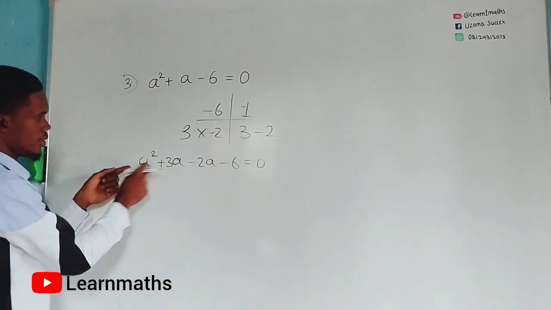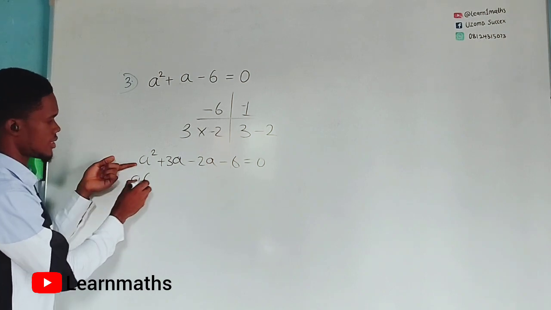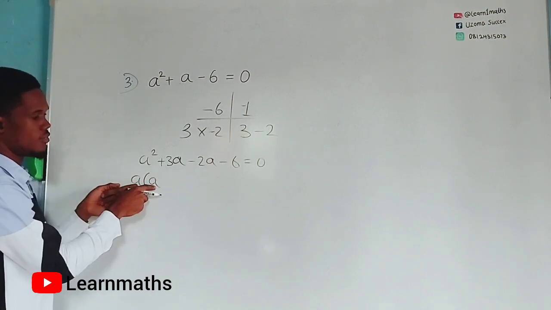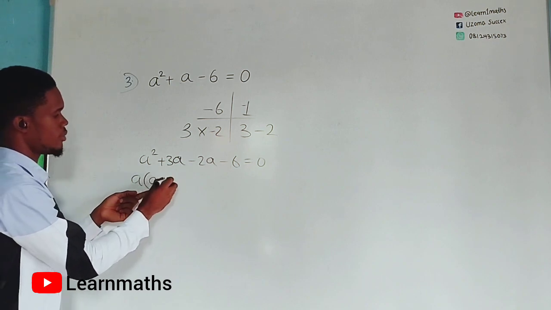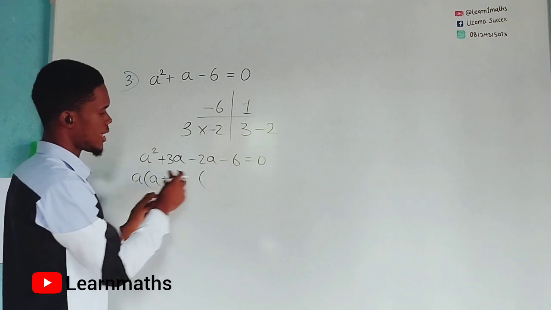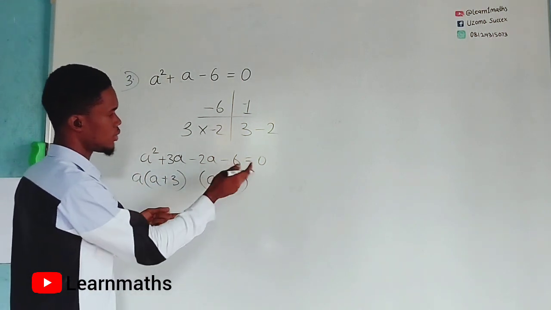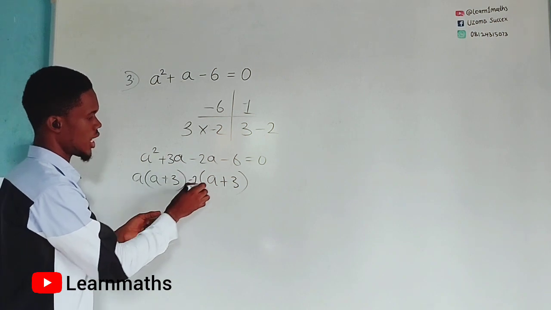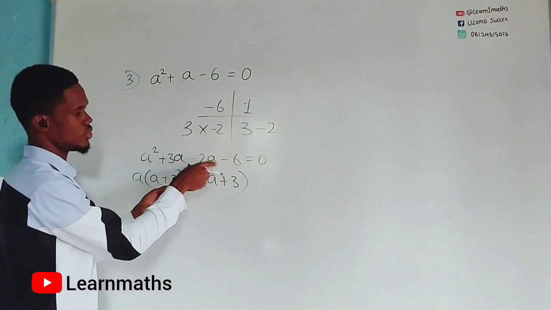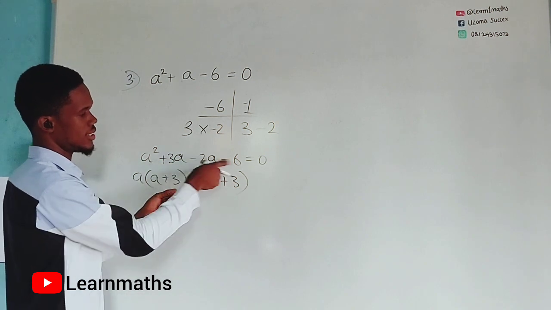Now what do I have in common here? I have a here, I also have a here. So I can factor out a, right? Factor out a from a squared, we are left with 1a inside the bracket, right? Plus 3. We factor out a from 3a, we are left with 3. Now as usual, the terms inside this bracket must be the same, so I can just write a plus 3 and see what was factored out. Minus 2, right? Minus 2 times a is minus 2a. Minus 2 times 3 is minus 6. But that negative is there.